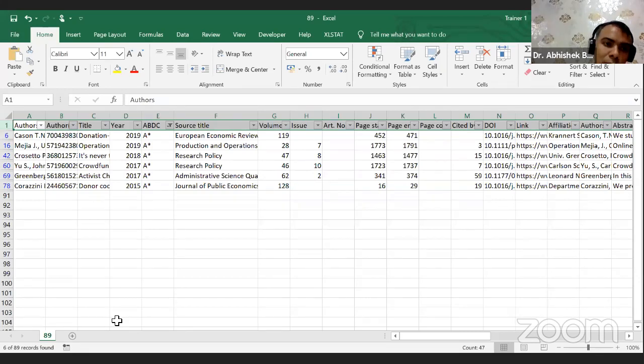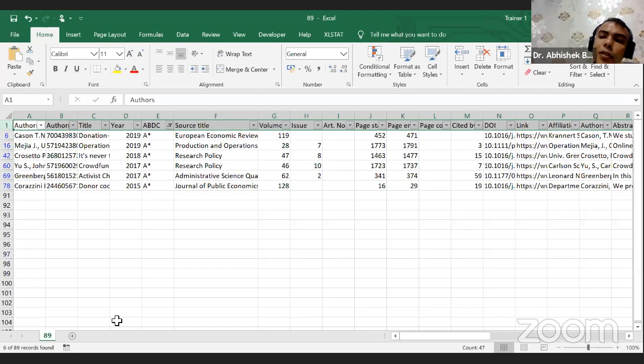2017, two papers got published. 2018, one paper got published. And 2019, two papers got published. I only have 6 papers published in A star. And this is the paper, so the keyword in this case was donation-based crowdfunding. See, I only have 6 papers published in this case.